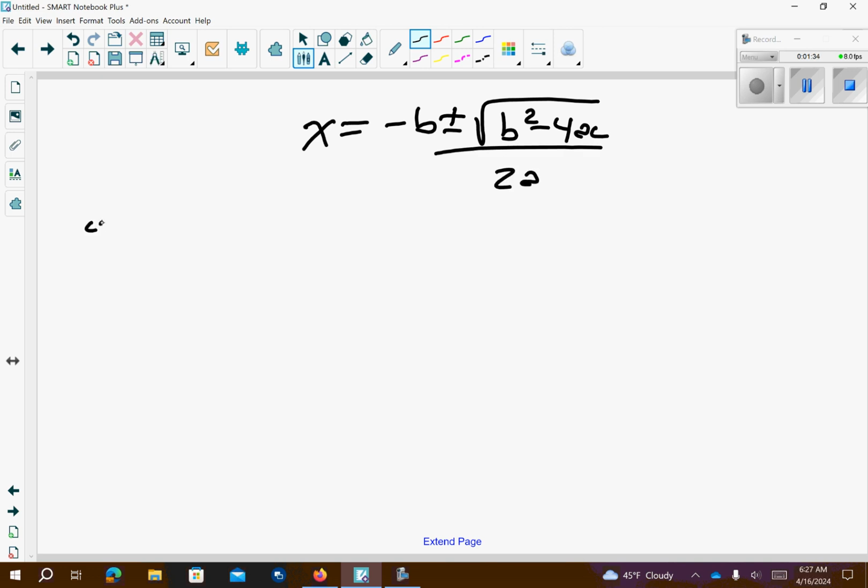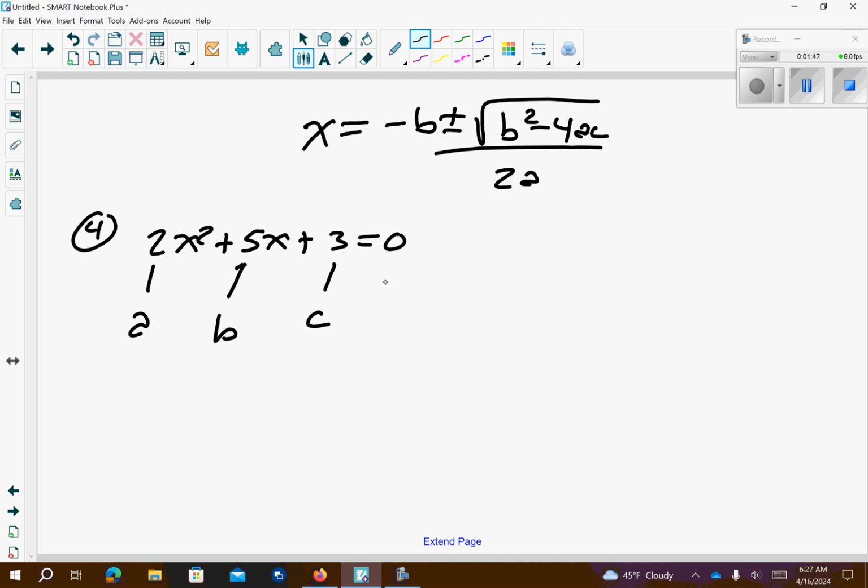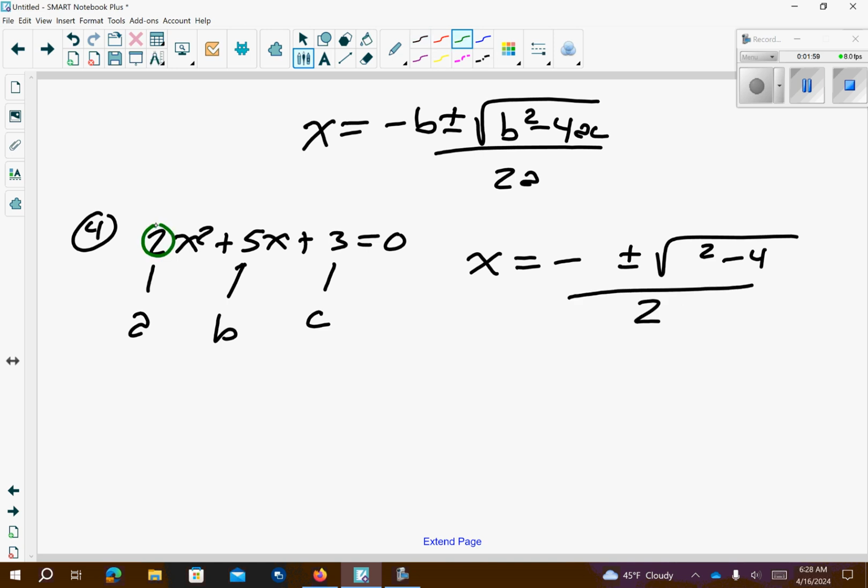So if we take a look at number 4, we have 2x squared plus 5x plus 3 is equal to 0. This is my a value. This is my b value. This is my c value. So then plug it in. I have x equals negative b plus or minus square root of b squared minus 4 times a times c, all divided by 2 times a. So my a value is 2.